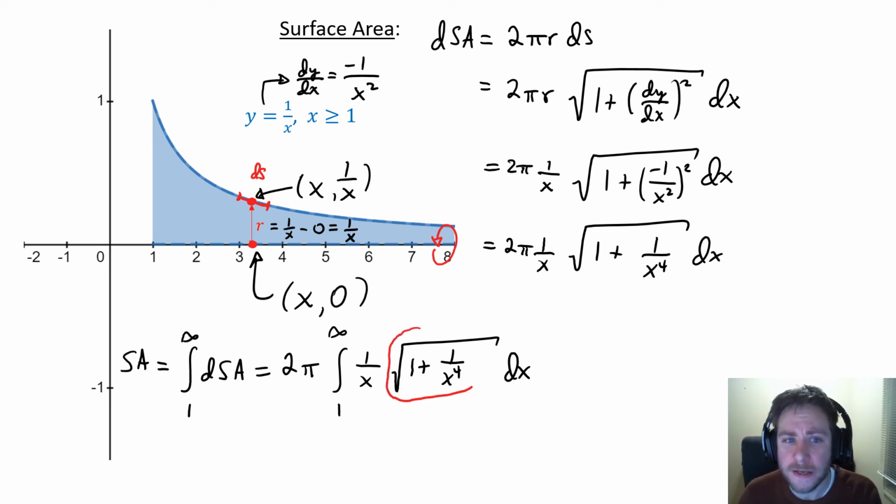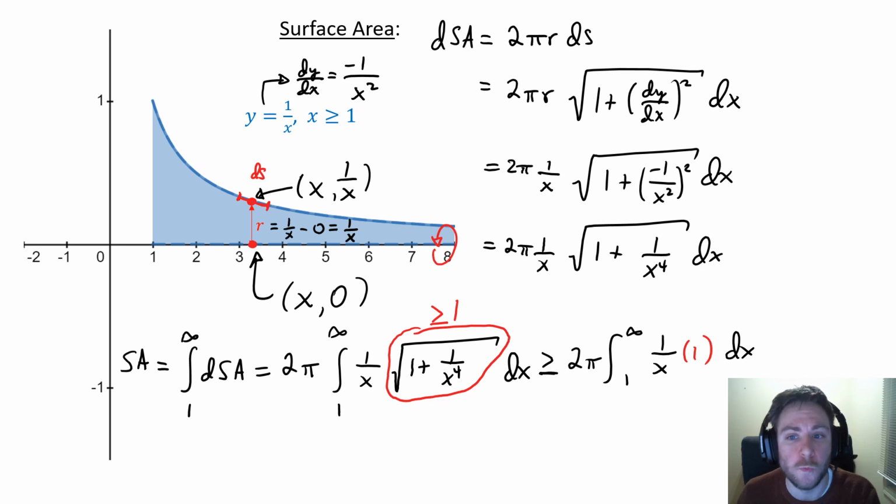And the trick to doing that is to notice that this square root represents a value that must be larger than 1. Because under the square root, we're taking 1 plus a positive value. And if you root a number which is bigger than 1, then the result will still be bigger than 1. Therefore, our surface area must be greater than or equal to the integral of 1 over x times 1, which is really just 1 over x.